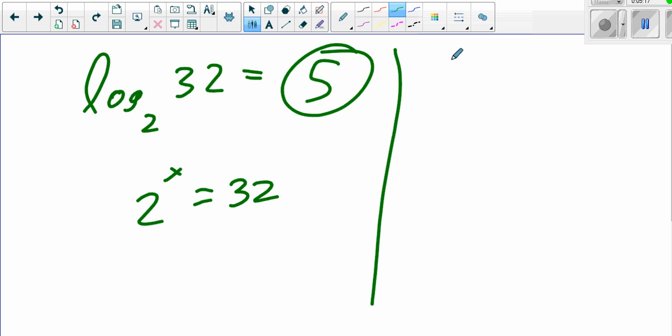Another example would be like log base 3 of 9. It's another one you could do in your head. 3 to what power equals 9? 3 squared is 9.